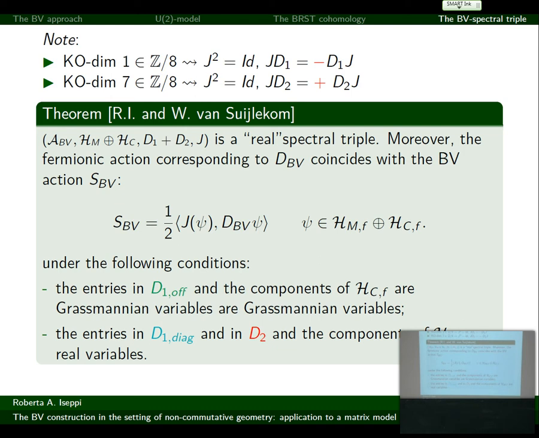So this is a spectral triple such that the fermionic action given by this operator is exactly what we had before. So it was this BV action. We have to impose these conditions that are exactly the conditions on the parity that we had from the initial model. But what I would like to underline is that this is not exactly a real spectral triple, for the fact that it has a mixed KO dimension. So it has KO dimension 7 with respect to one part and 1 with respect to the other part.